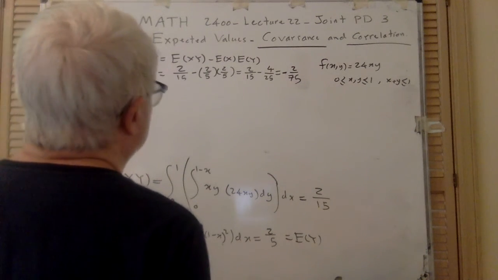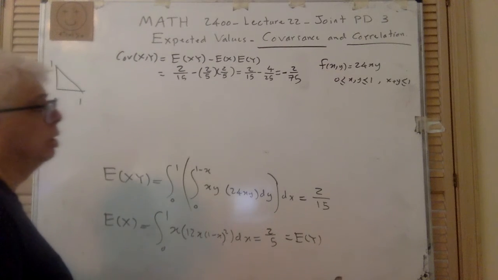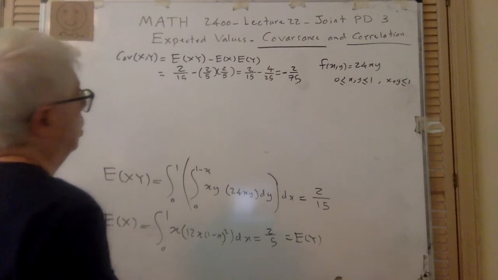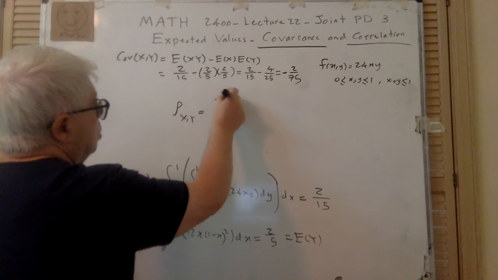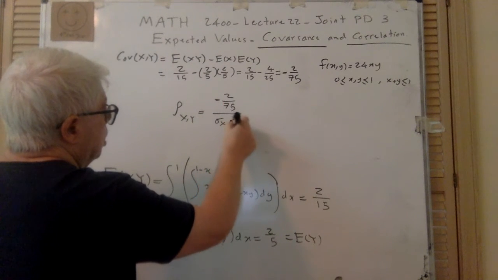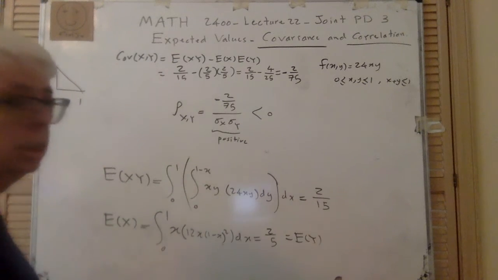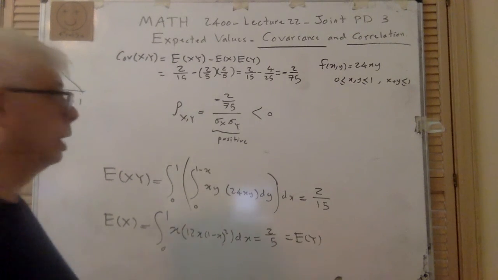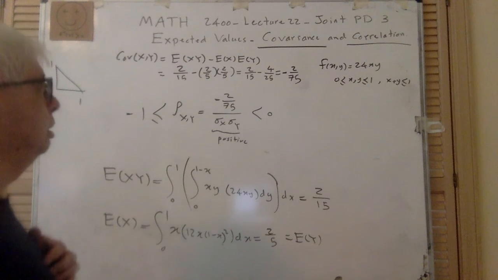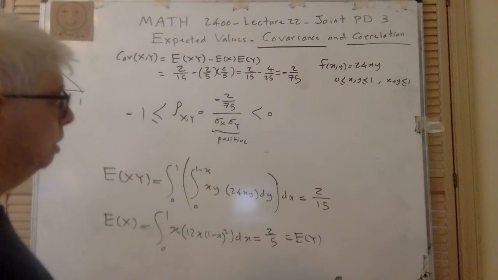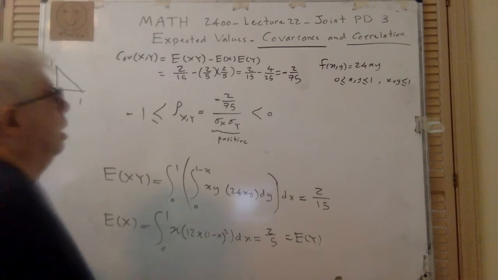But anyway, that covariance is negative, and you will get a negative correlation, in fact, because sigma x and sigma y are positive numbers. So the correlation of this thing is negative. It's just interesting that rho xy is minus 2/75 over sigma x sigma y, which is negative because these two are positive. So that is a negative number, bigger than -1. We know that it's bigger than -1. So they are negatively correlated with this PDF.